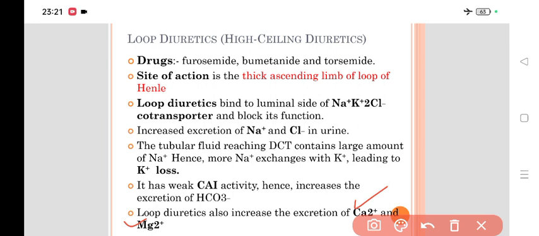That means there is a loss of sodium, the first thing, and then a loss of potassium: hyponatremia, hypokalemia. Then it also increases the excretion of calcium, so there is hypocalcemia and hypomagnesemia. And there is excretion of HCO3, so bicarbonate loss is also there.